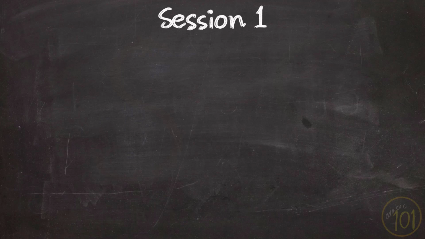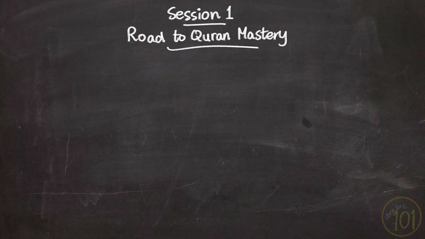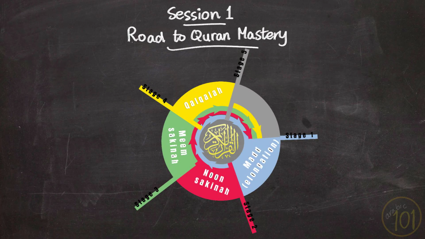This is session 1 of stage 5 of our Road to Quran Mastery series. This is the 5th and the last stage of our Tajweed marathon, and the last stage is about the topic full mouth and empty mouth letters. This topic is one of the easiest in Tajweed, but it doesn't make it any less important. And in this first session, we'll have a look at the first segment of letters, which are full mouth letters.